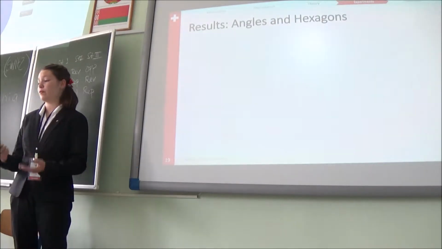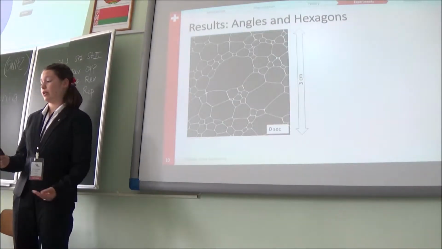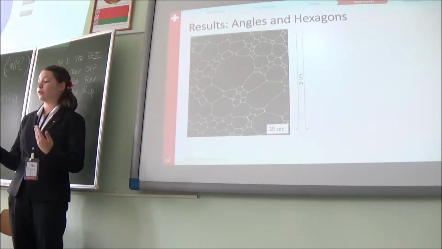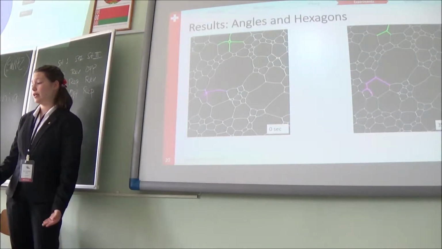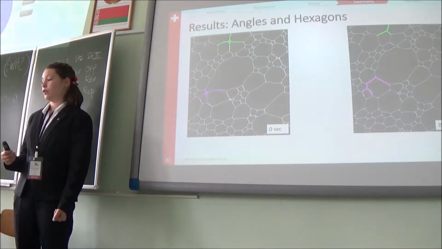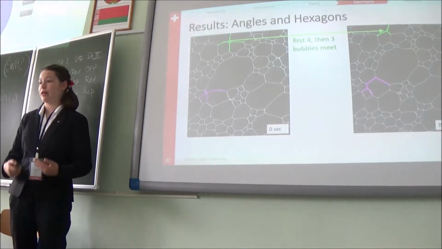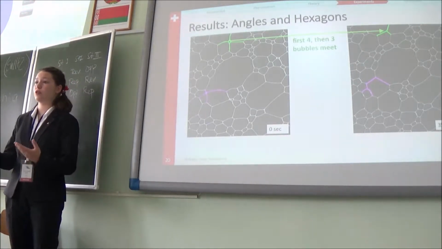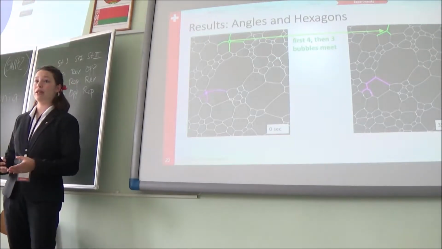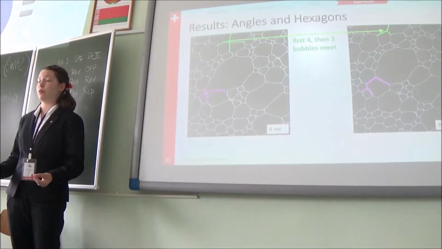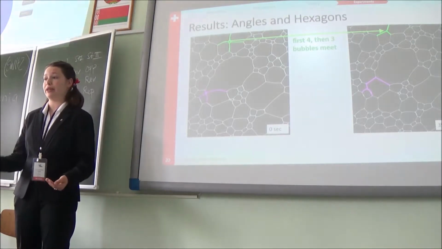And then for my results for angles and hexagons, again here you have a picture and then we have a picture after 35 seconds. If we look at these pictures next to each other, I want to focus on these 2 points. First here we have 4 bubbles that met and then 3 bubbles that met, and because they should approach a form of a regular hexagon, always 3 bubbles should meet, so they always have the angle of 120 degrees, which would form a complete circle.